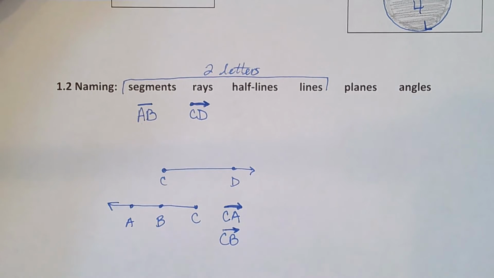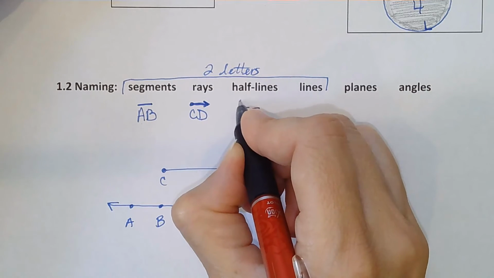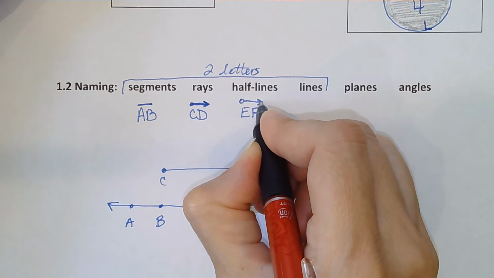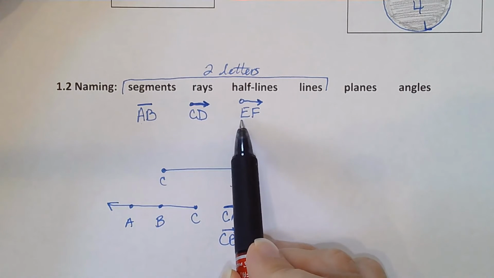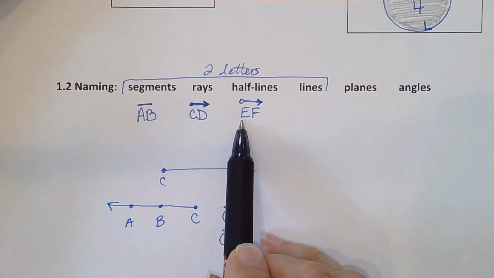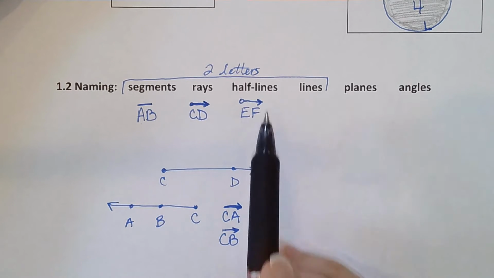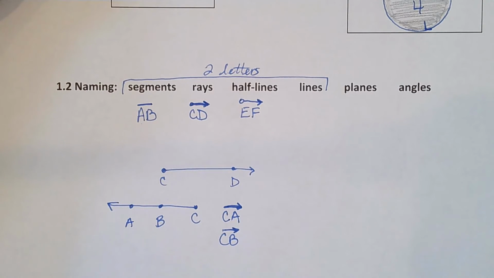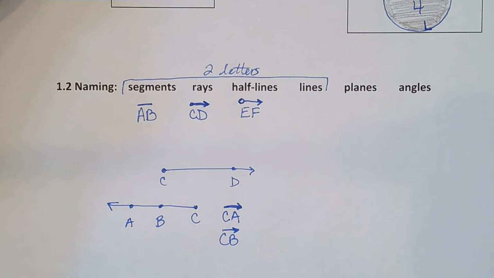All right, then we have half lines. And so half lines, let's say we've got half line EF here, and it's similar to a ray, but it does not include that starting point. So we name it very similarly, right? Again, it's very similar to a ray, but it does not include the starting point. So what this would mean is that it's the points just to the side of E and everything in the direction of F. And it's going to keep going in that direction. Okay, but it doesn't include the first point, and that's why we put an open circle there.